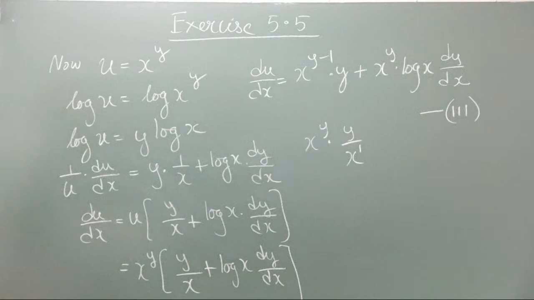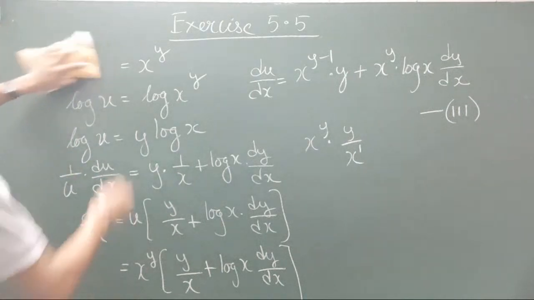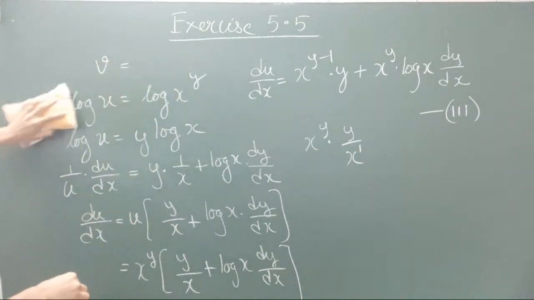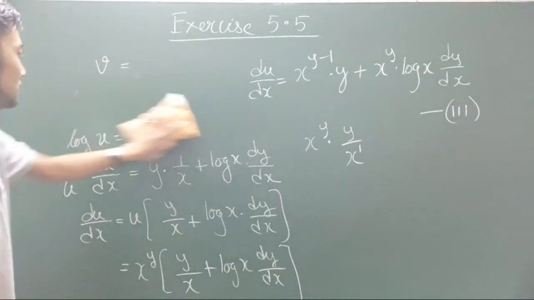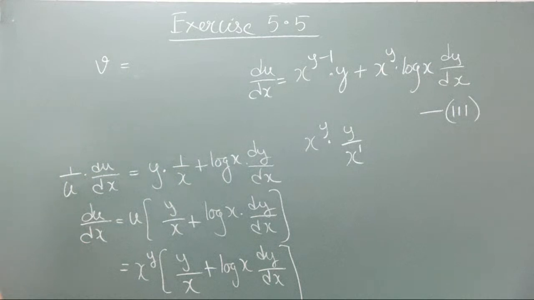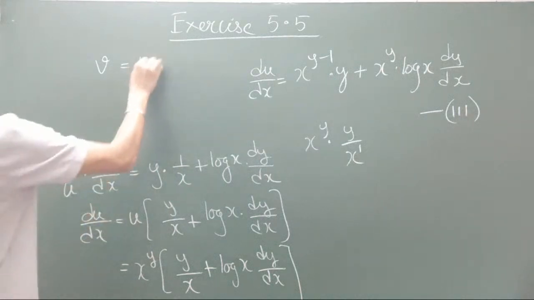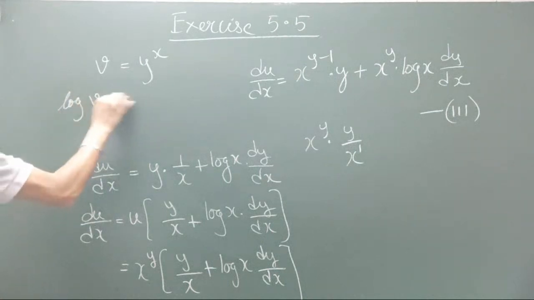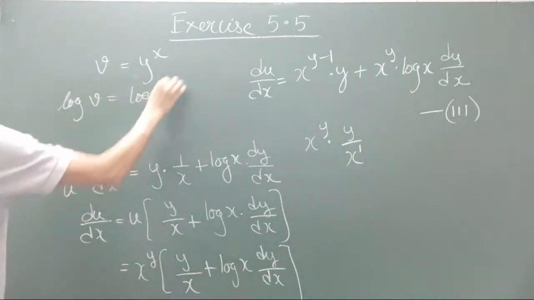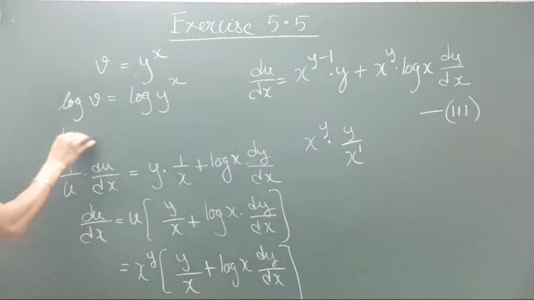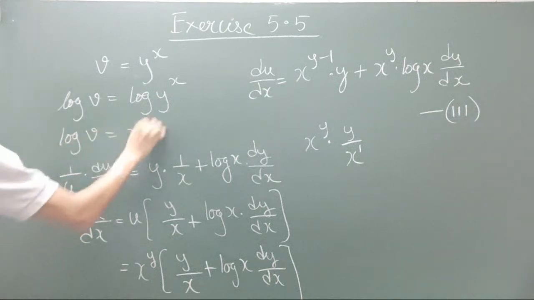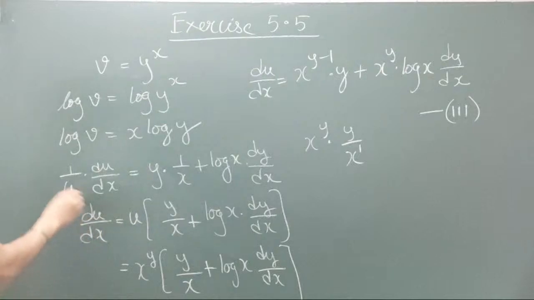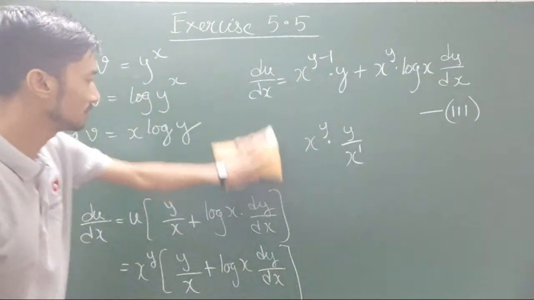Okay. All right, let's take y next. So what was the function v? The function v was y power x, almost the same. Again, taking log on both sides, log of y power x would be log v equals x log of y. If we differentiate both sides with respect to x.